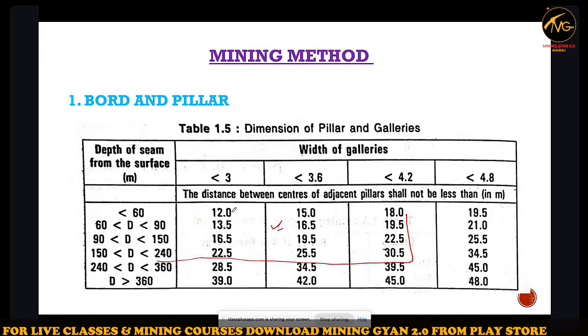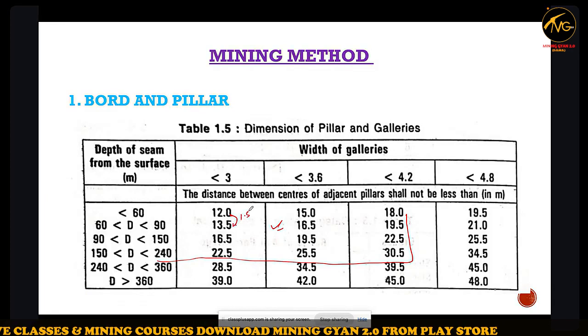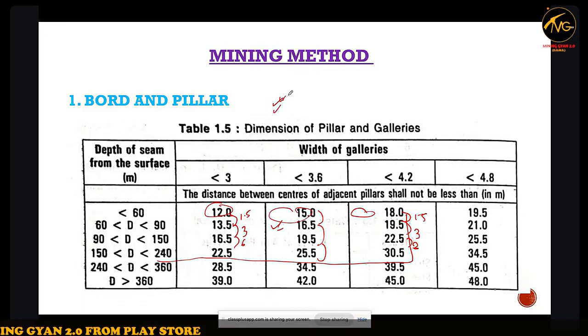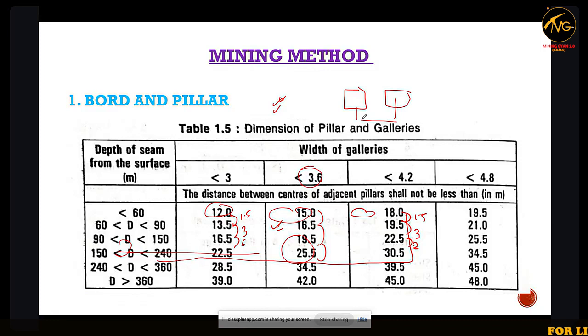I have shown this is the trick: 1.353 or 6. Similarly it will be 1.5, 3 and 8, 12, 15, 18. You can derive your own tricks, but you should remember this formula because he will give you the width and the depth, and you have to find out the distance between center to center of the two pillars, and it will help us to find out the pillar width.